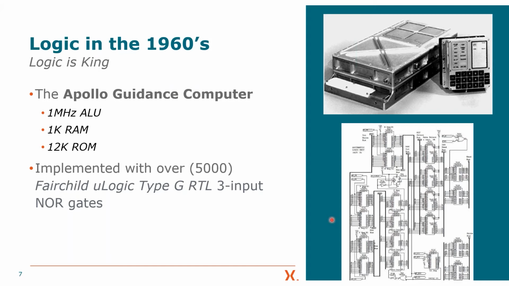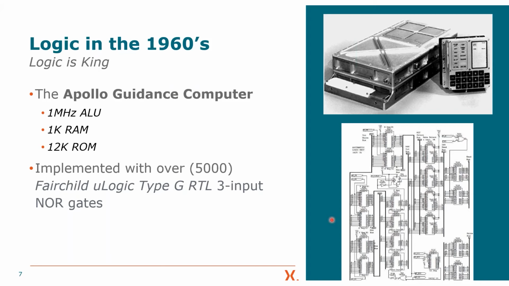Now, the reason I'm going to claim that logic was king in the 1960s is because half of the price of that unit, $100,000 in 1962, was the cost of the logic devices. In particular, because there was no microprocessor or anything in it, every single function on board was built with logic devices. In particular, they were built with 5,000 pieces of the Fairchild MicroLogic Type G RTL 3 input NOR gates. The same device was used completely through it.